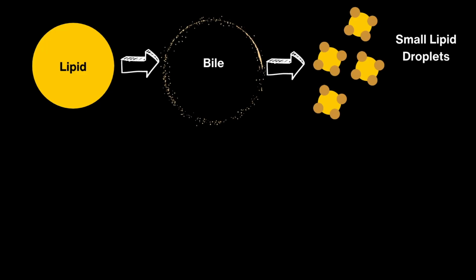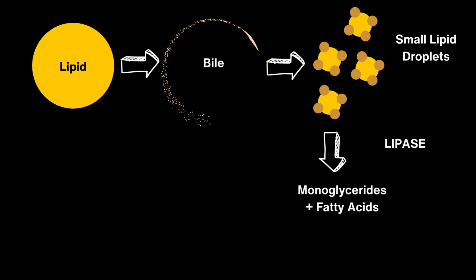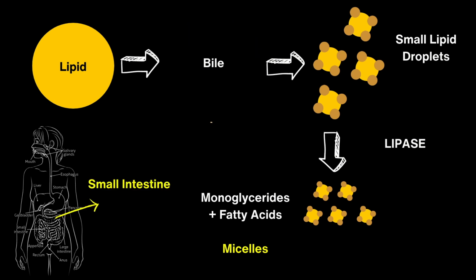So, as we've said, lipids are broken down into small lipid droplets by bile. This then increases the surface area for lipase to act on them. And lipase breaks down these small lipid droplets into monoglycerides and fatty acids. These monoglycerides and fatty acids stick together to form these tiny structures called micelles. You can see here. And this all happens, as we said, in the small intestine.